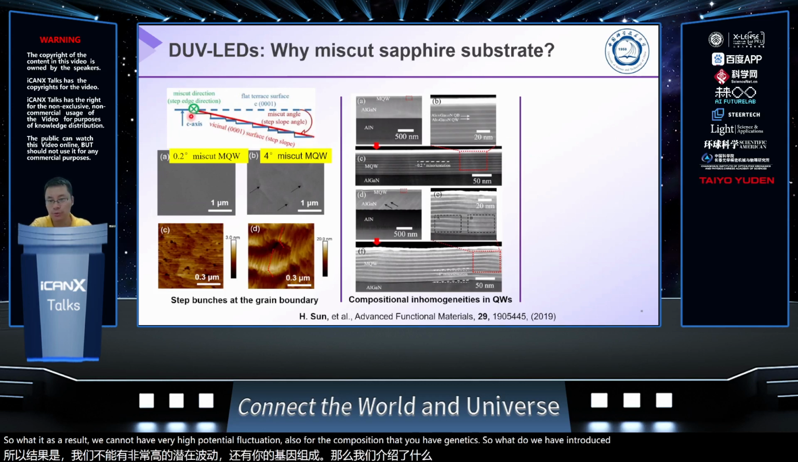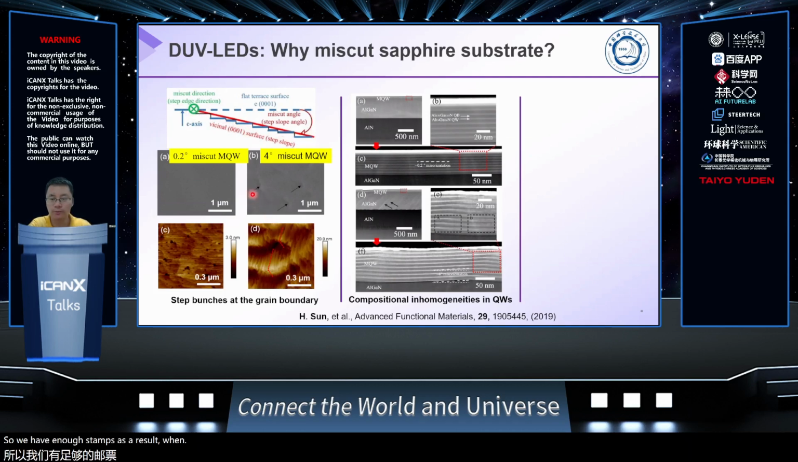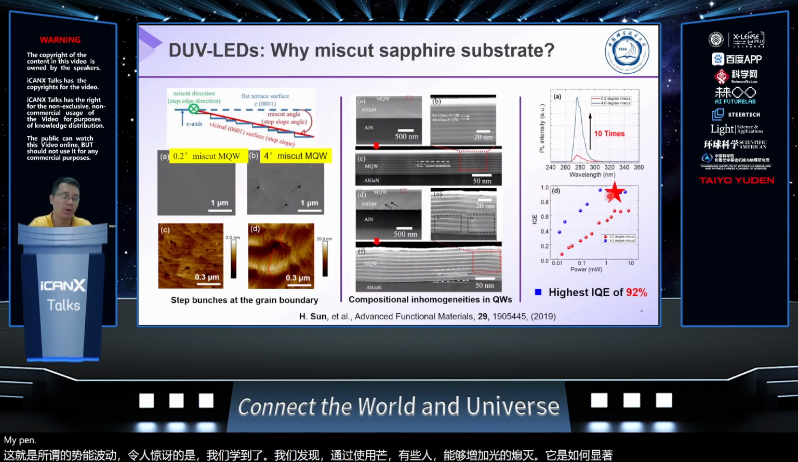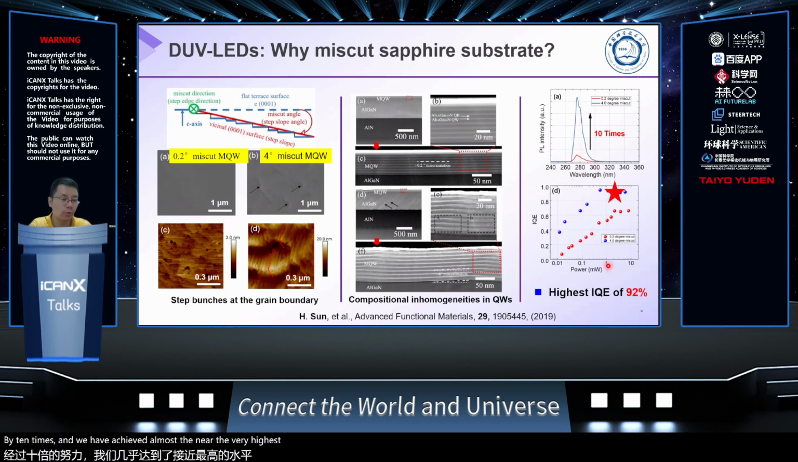So what we have introduced is a very highly miscut sapphire substrate. You can see this is a substrate. So we have the steps. As a result, when we generate quantum wells, in the flat substrate there are very flat quantum wells and very super smooth. But in the miscut sapphire substrate, we are able to generate a little bit of step bunches on the grain boundary, and you can see there are wavy quantum wells. These wavy quantum wells cause the material compositional inhomogeneity, and we artificially create so-called potential fluctuation inside the quantum well. Surprisingly, what we learned and discovered is that by using the miscut sapphire substrate, we are able to increase the light output power significantly by 10 times, and we achieved nearly the very highest internal quantum efficiency in the world by using this technology, the so-called miscut sapphire substrate.